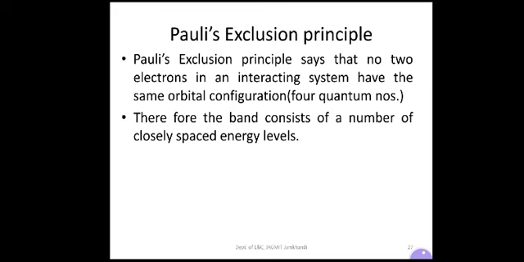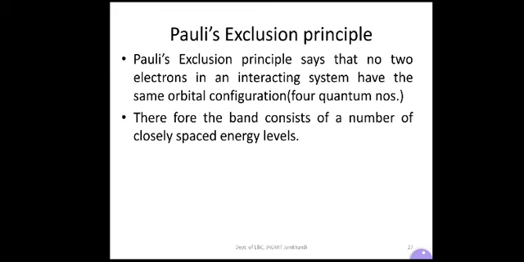To describe quantum numbers, we must say there are four types: the principal quantum number N, azimuthal quantum number L, magnetic quantum number M, and spin quantum number S. So these four are the principal methods of electron distribution in an atom. Using these four quantum numbers, electron distribution is done.